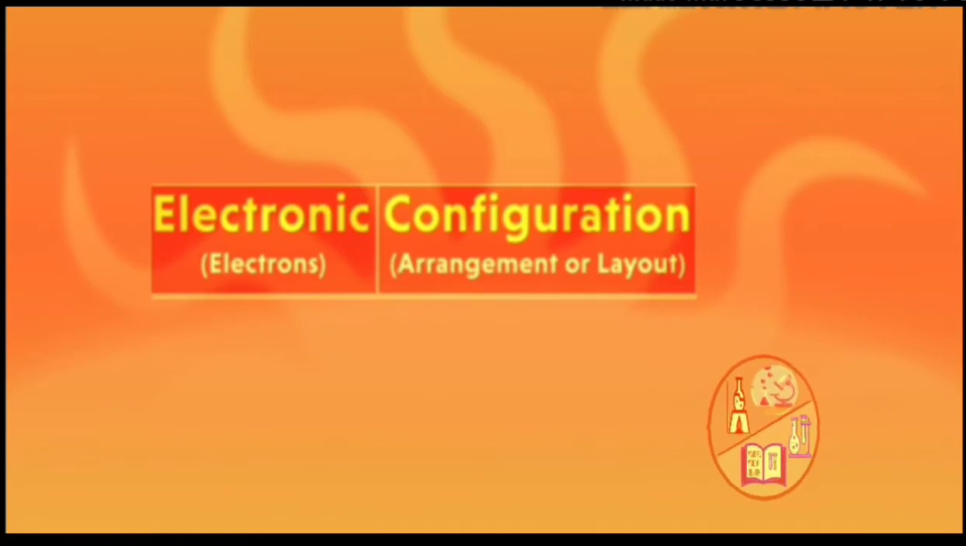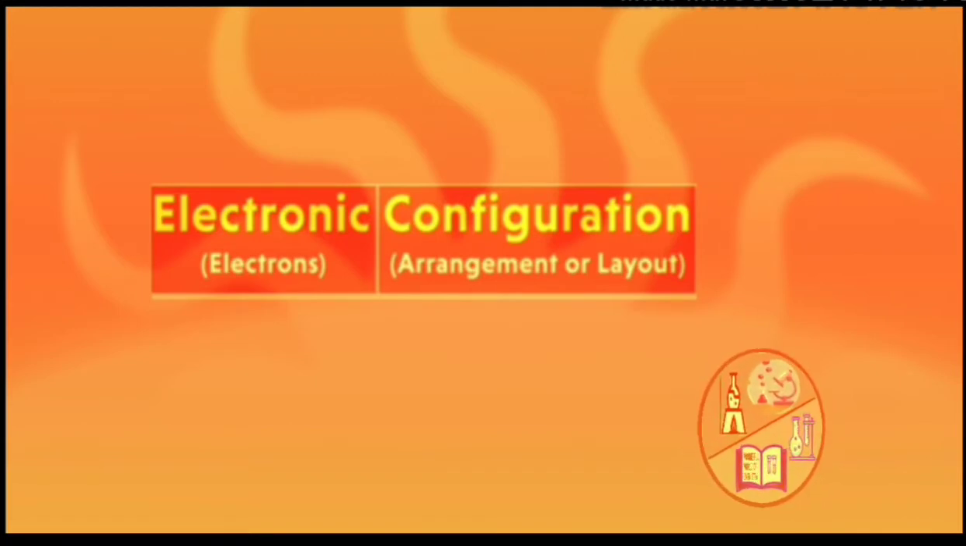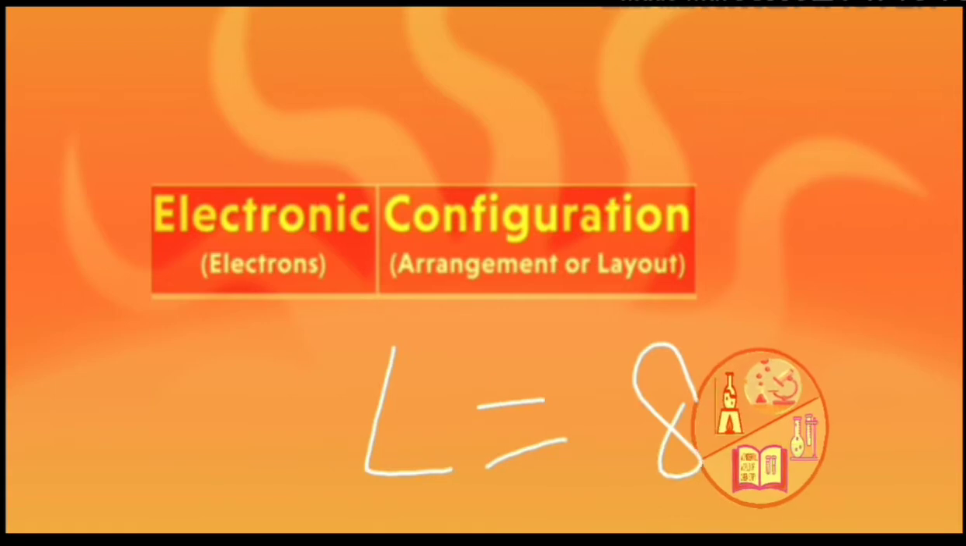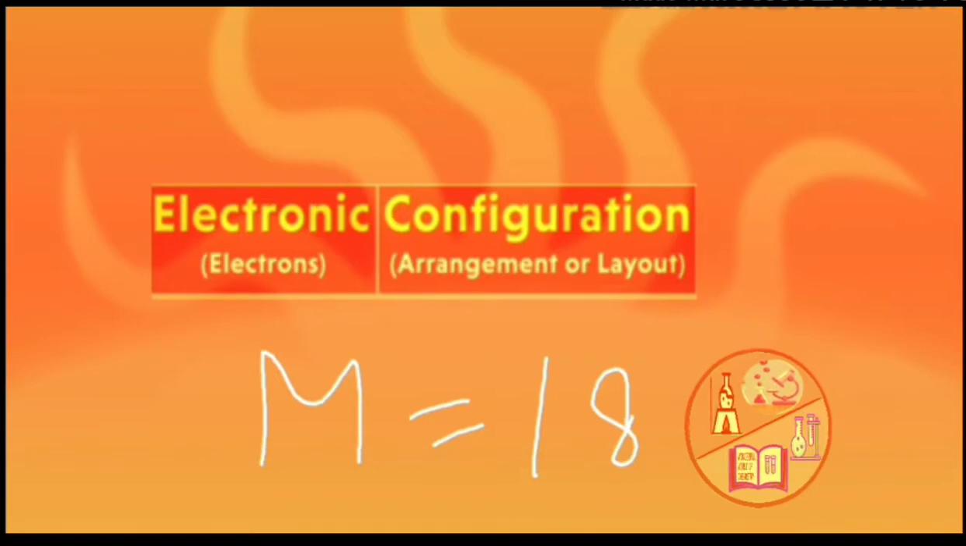Before knowing about valency, let's recall once what electronic configuration means. From the word electronic configuration, electronic means electrons and configuration means arrangement. So, electronic configuration is the arrangement of electrons in the various shells of an atom of the element. The maximum electrons which can be accommodated in K shell is 2, for L it is 8, for M it is 18 and for N it is 32.